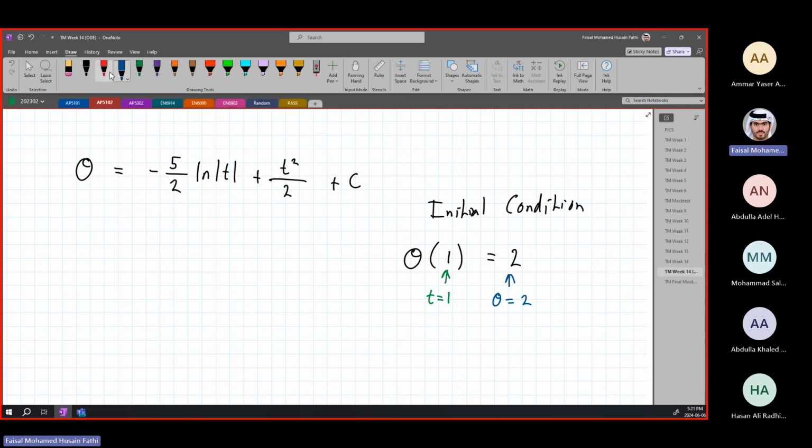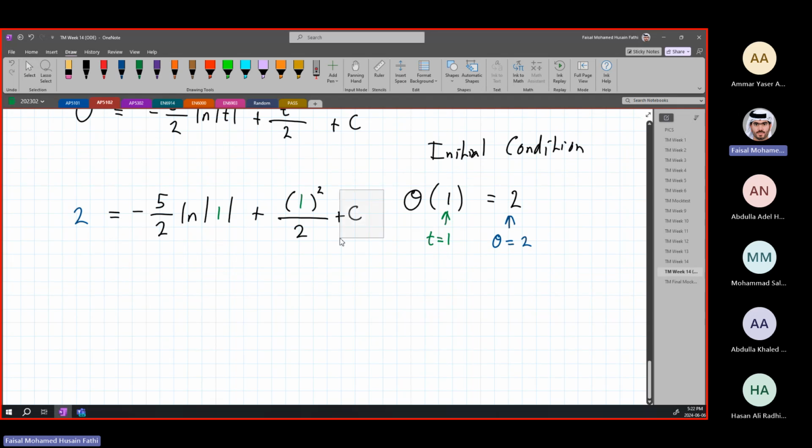And now we can plug it in back into our equation. So theta is equal to 2 will be 2 is equal to minus 5 over 2 ln absolute value of 1, which is our t value, plus t squared, which is 1 squared over 2, plus c. Okay? And now you just solve for c. So simplify it.